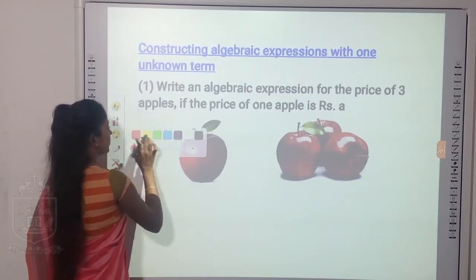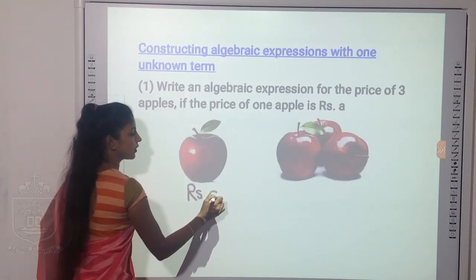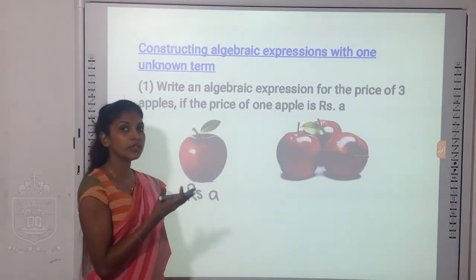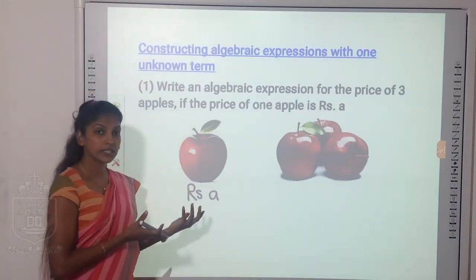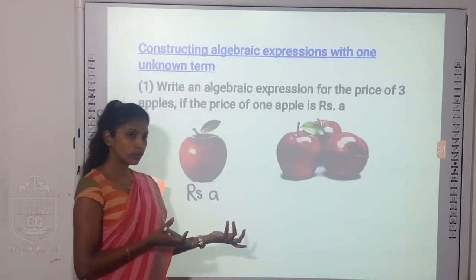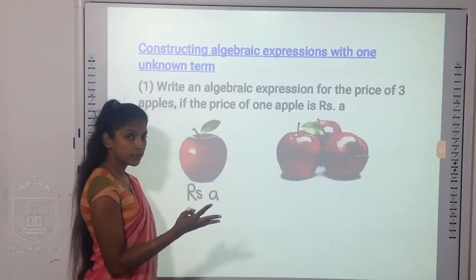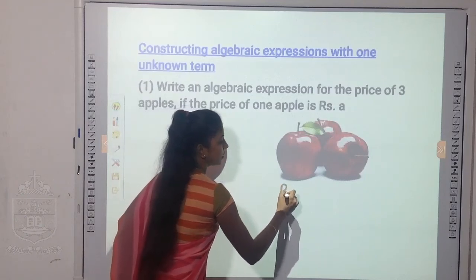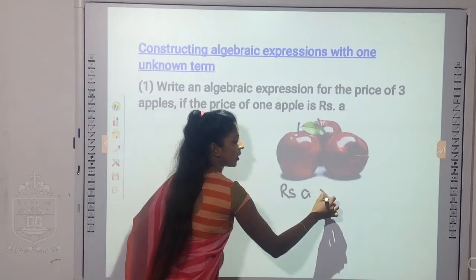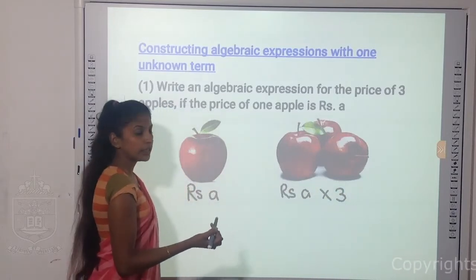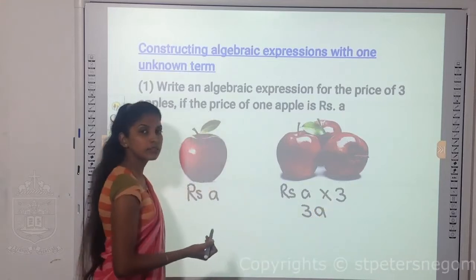Think that the price of 1 apple is A rupees, right? You have 3 such apples. So if you are to develop an expression for this in terms of A, since you don't know the price, you have to develop an expression in terms of A. So there are 3 apples. 1 apple costs A rupees. 3 such apples are there. So finally you can build the expression as A into 3. We can take it as 3A.